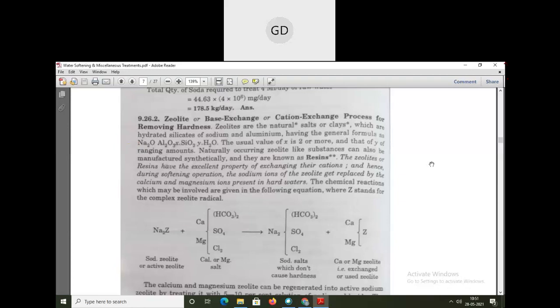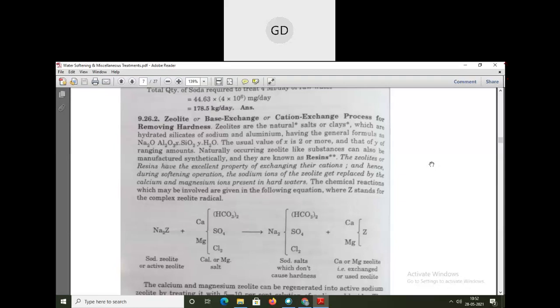Some zeolites occur naturally, and these zeolites can also be manufactured synthetically, and they are known as resins. These zeolites or resins have the excellent property of exchanging their cations, and hence during the softening operation, the sodium ions of the zeolite get replaced by the calcium and magnesium ions present in hard water.